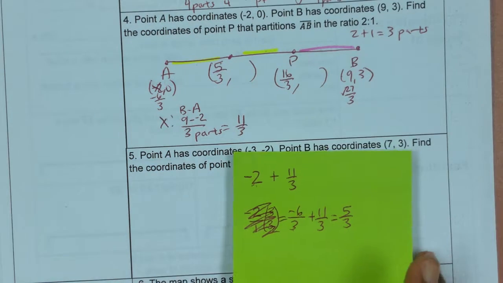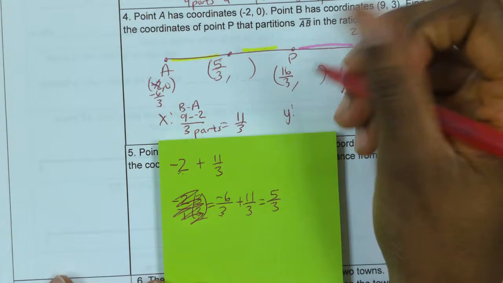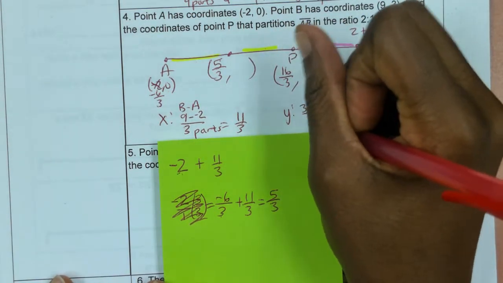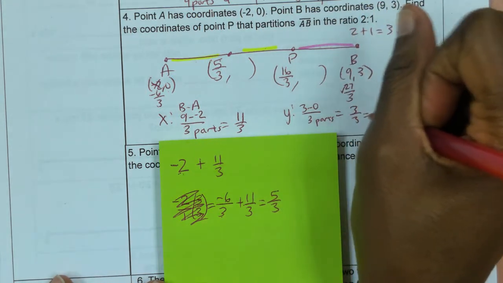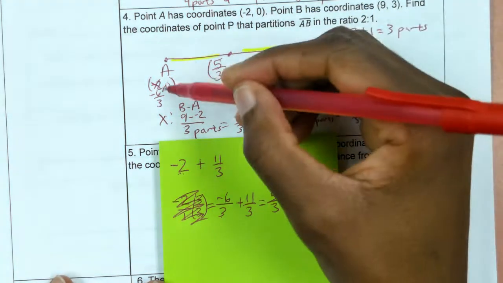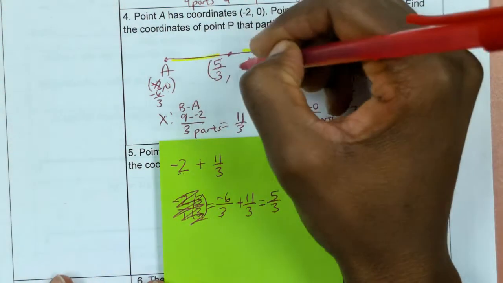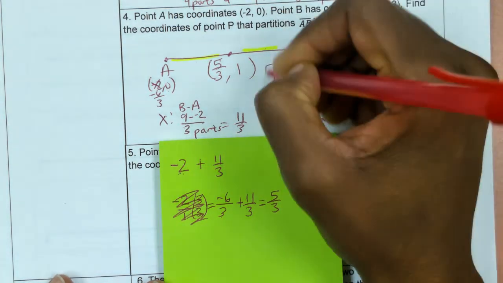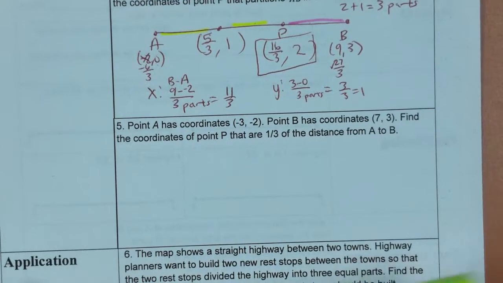Okay. For y, we go from 0 to 3, so we want to do 3 minus 0 and divide it into 3 parts. So we're actually only increasing 1 unit every time. So this part we can just do without having any extra. So 0 plus 1 is going to give us 1, plus 1 is going to give us 2, plus 1 is going to give us 3. And our answer is the color change, so 16/3, comma 2.